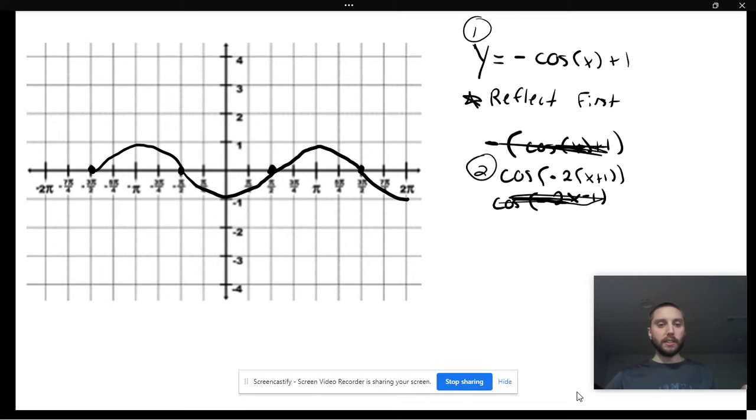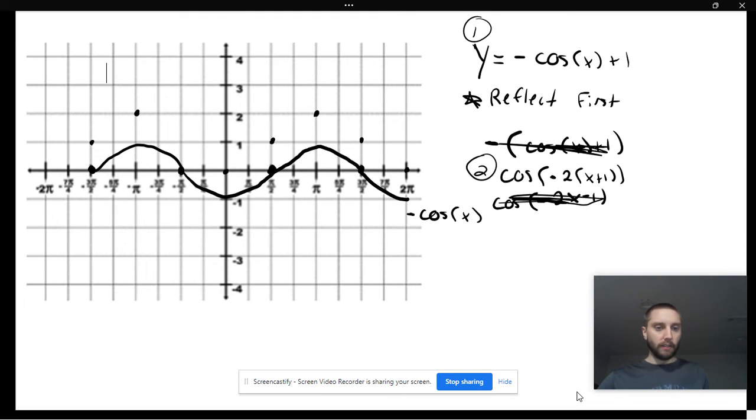So this is the graph of negative cosine of x. And then all I have to do is move everything up one here. I'm going to take all these maximums, and now they're going to be at 2. All these x-intercepts were at 1. This minimum is at negative 1, and now it's going to be at 0. I'm just going to take all these key points and move them up one.